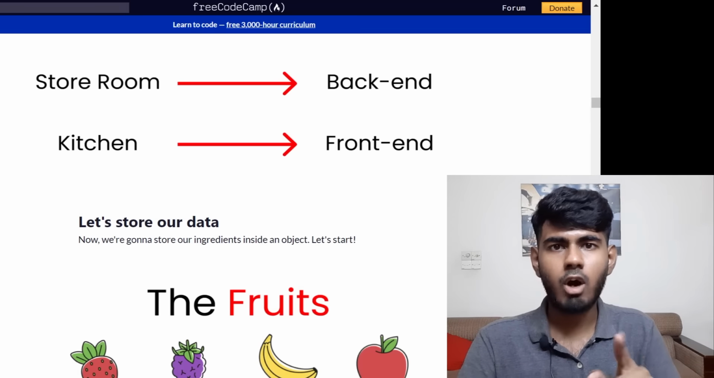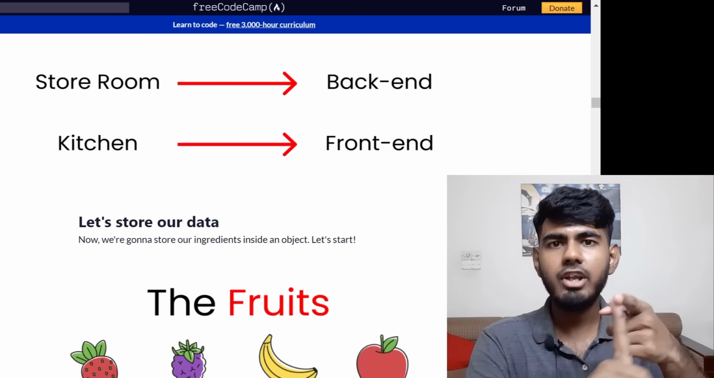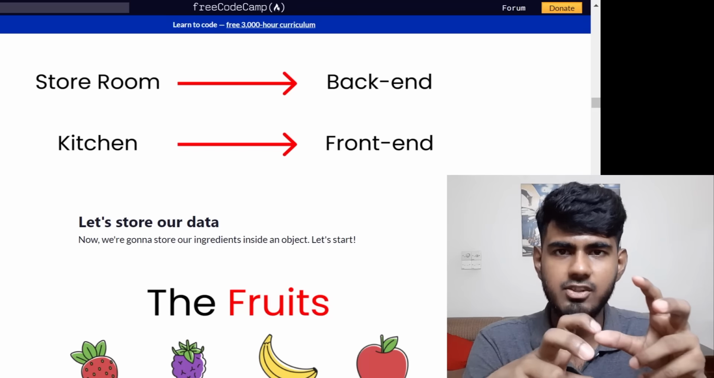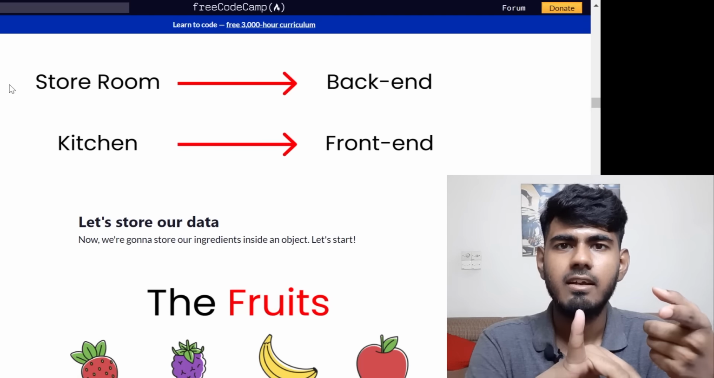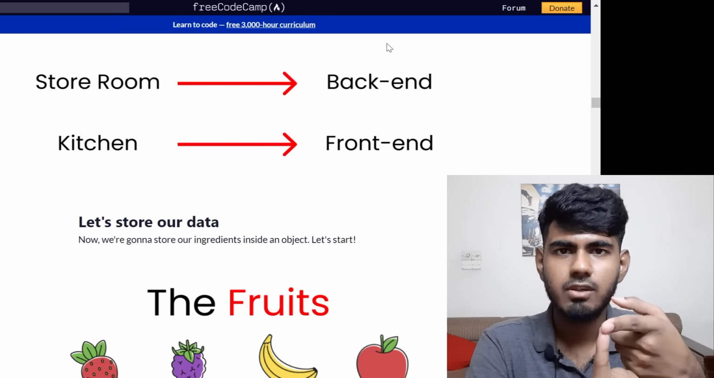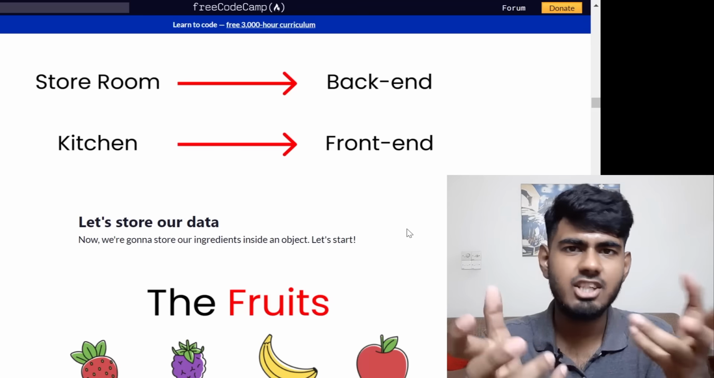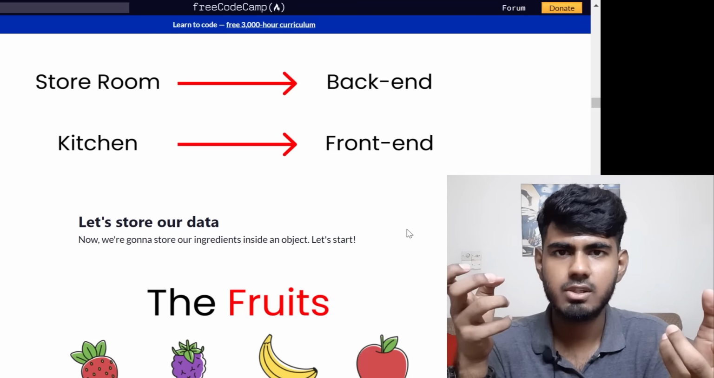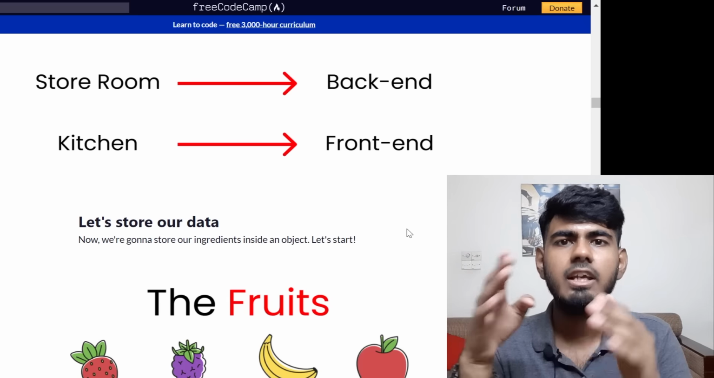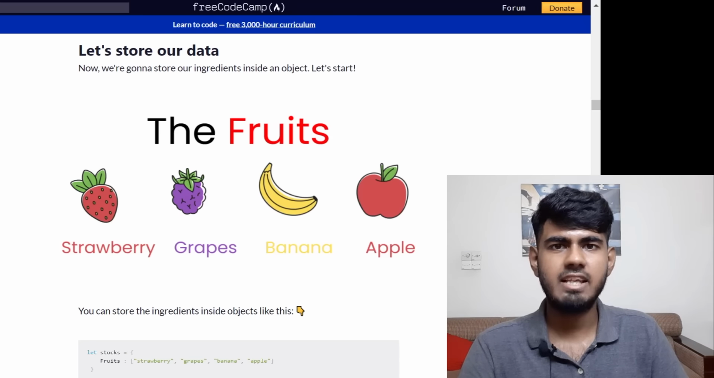Now let's understand one more thing, the relationship between the front end and the back end. The front end is our kitchen where we will make the ice cream, and the back end is where we will store ingredients like fruits, liquid stuffs, machineries, raw materials, chocolate, etc. You know what raw materials means, right? The stocks, our stocks. So the stocks is the back end, kitchen is the front end. So we're gonna store our stocks inside a variable.